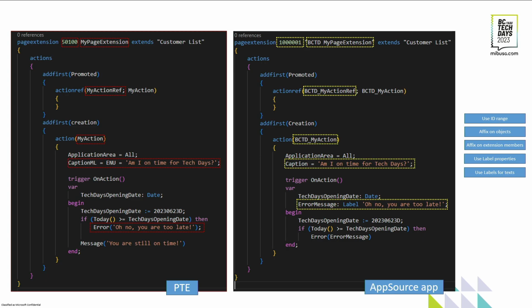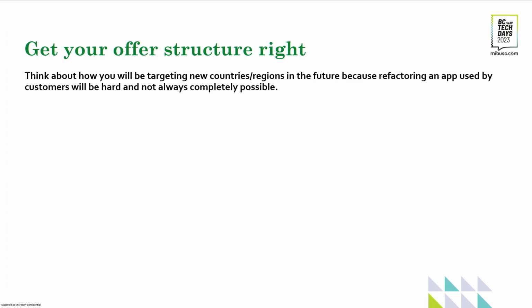And we'll also recommend you to move away from errors and messages that are just hard-coded in your code and use instead label variables so that you can also translate them with translation files. The next thing we'll ask you to do also is to think about how you want to structure your offer in terms of libraries, but also in terms of market expansion later. If you're targeting one country now, you might maybe want to target more in the future.